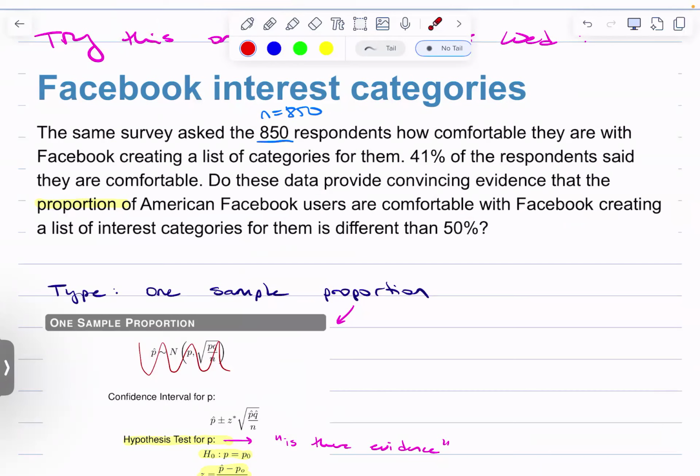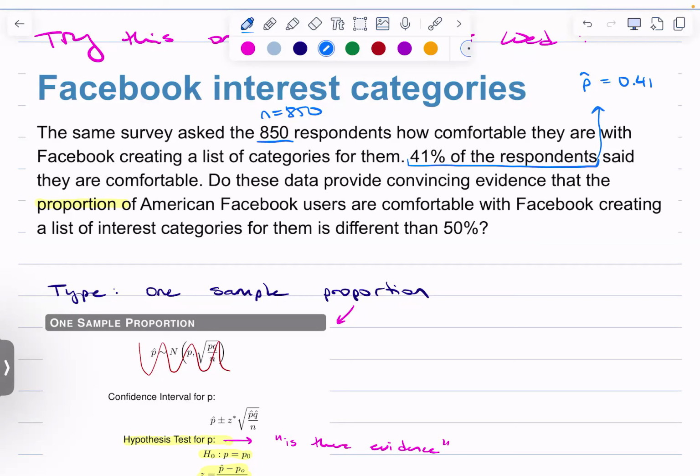Now this 41% of the respondents tells me that P hat is a sample proportion. And proportions have to be between 0 and 1. Usually they're communicated as percentages, but you have to convert them to decimals, 0.41. So I found a sample proportion of 0.41.